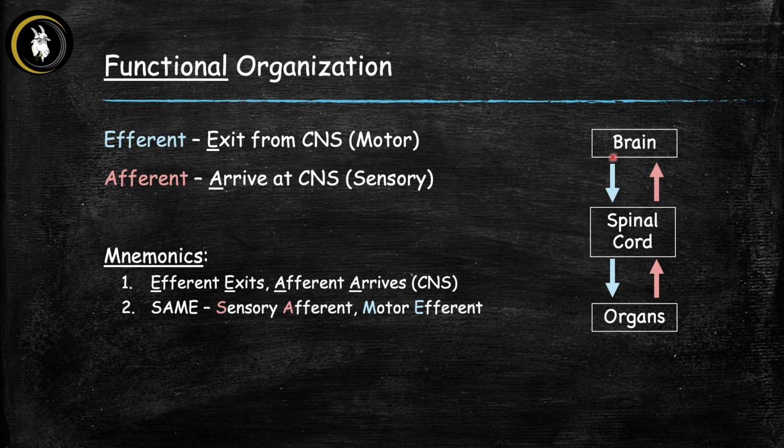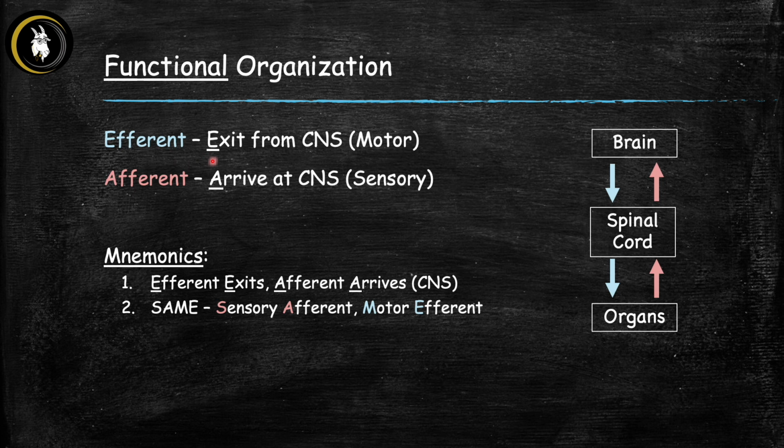So a simple way to diagram this would be, our efferent neurons are the blue here. The brain wants our organ to do something. So the brain sends that information through an efferent neuron to the spinal cord. The spinal cord relays that through another efferent neuron to our organ to make that action happen. And then conversely, we have the afferent. So let's say our organ wants to send some sensory information to the brain. The organ sends that information to the spinal cord via an afferent neuron, and then the spinal cord sends it to the brain via another afferent neuron.